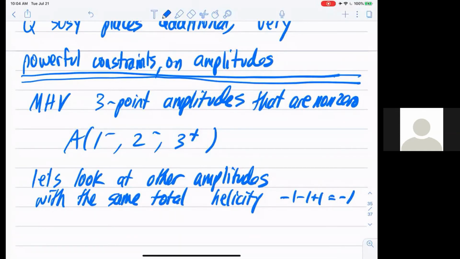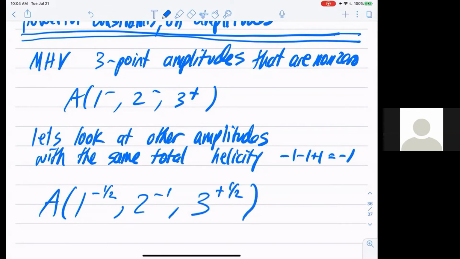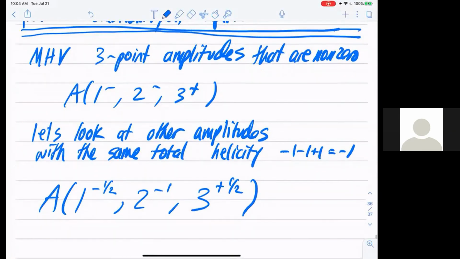Because the total helicity of an amplitude is related to what degree in the fermions it is. So, for example, these will all be terms that are eighth order in the fermions. It'll be clear what I mean by that in a second. So one thing we could do, for example, instead of having a negative helicity gluon for particle one, we could raise its helicity by a half, and we could lower particle three by a half. Okay, so this amplitude that I've just written is again a component of the super amplitude that's eighth order in the fermionic variables. And there are other things you can do as well.